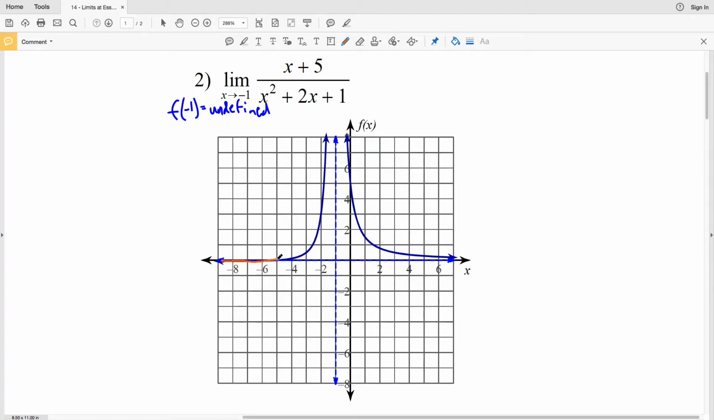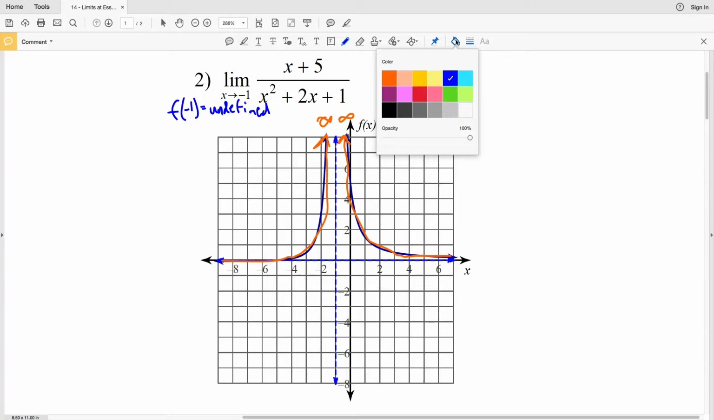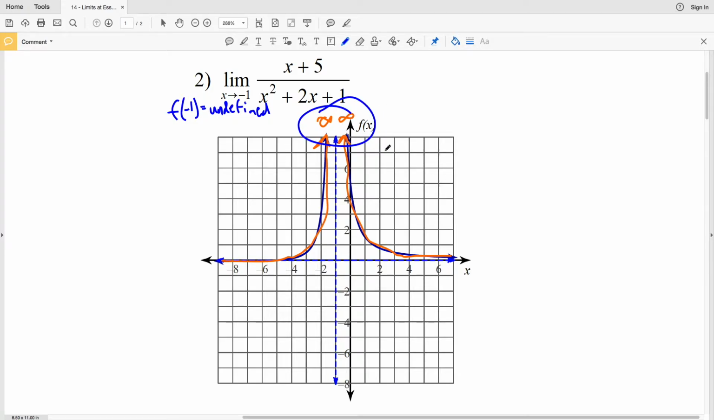So as we approach negative 1 from the left, we're getting closer and closer to infinity. As we approach x equals negative 1 from the right side, we're getting closer and closer to positive infinity as well. And because both are approaching positive infinity, we do indeed have a limit, and that is positive infinity.